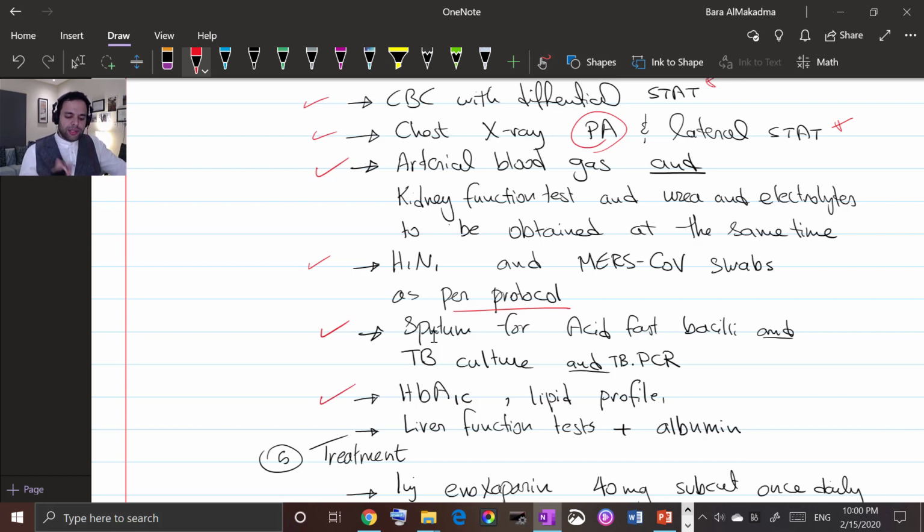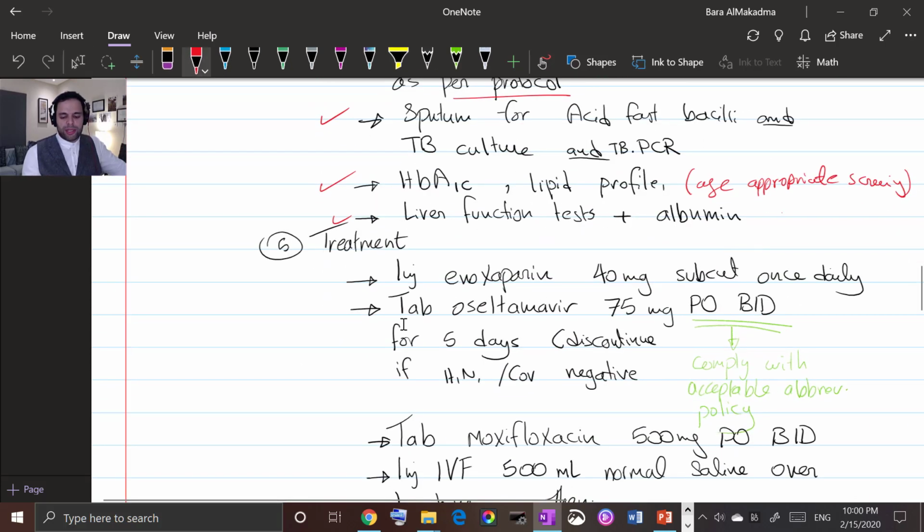I'll always use the chance to do something in terms of screening. So assume this is a middle-aged person. Maybe I want to screen for diabetes and dyslipidemia if I'm allowed and the patient is covered for such screening. And so this is age-appropriate screening. And then whatever else you would like to do. Notice that this is one set, but it's not stat, so I just wrote it at the end.